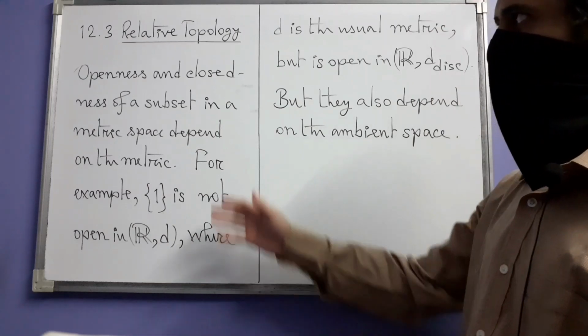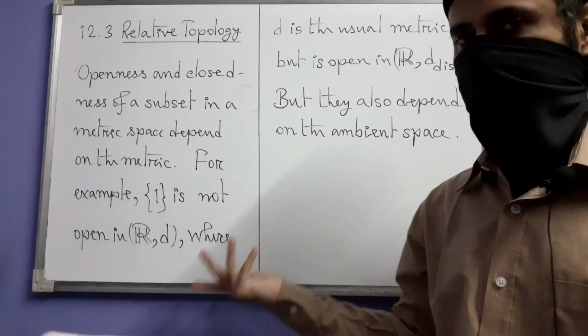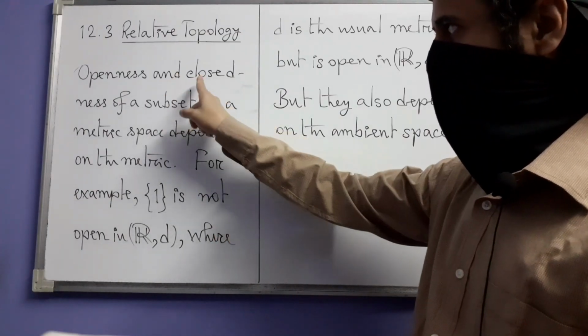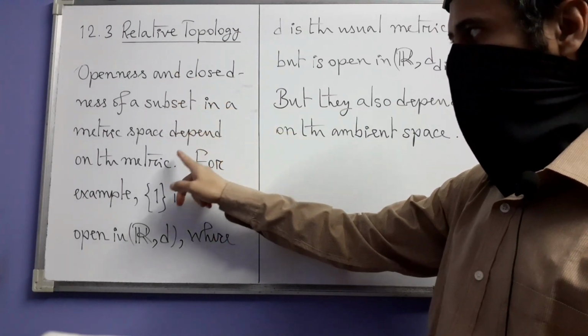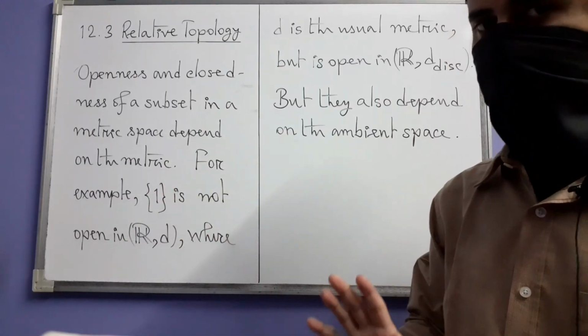The next section is on relative topology. Let's see how it starts. Openness and closedness of a subset in a metric space depend on the metric. We have already seen this fact.